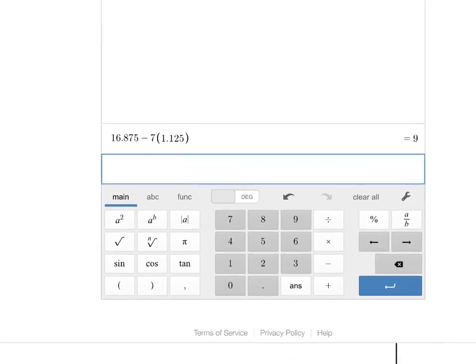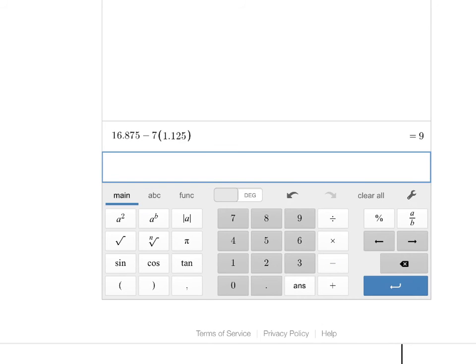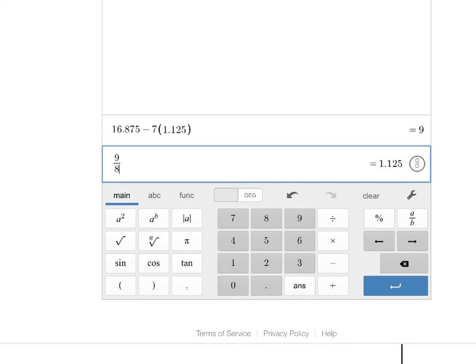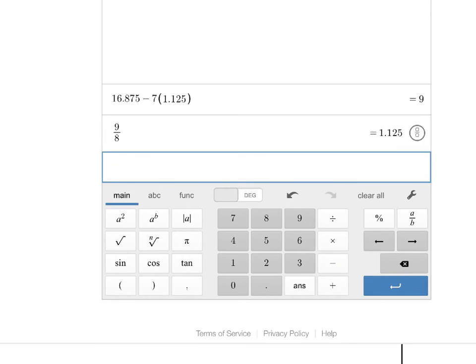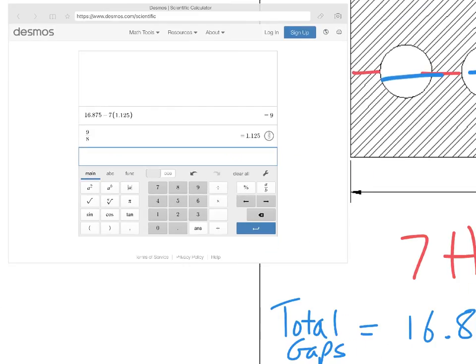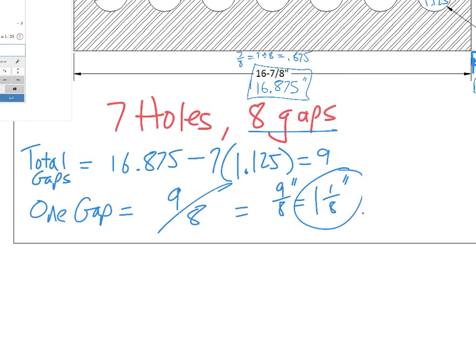Now, we could have gone here, and we can also say, well, what is 9 divided by 8? Okay, notice this Desmos calculator even writes it as a fraction because division means a fraction. All right, so that's the idea. All right, 1.125 or 1 1/8.